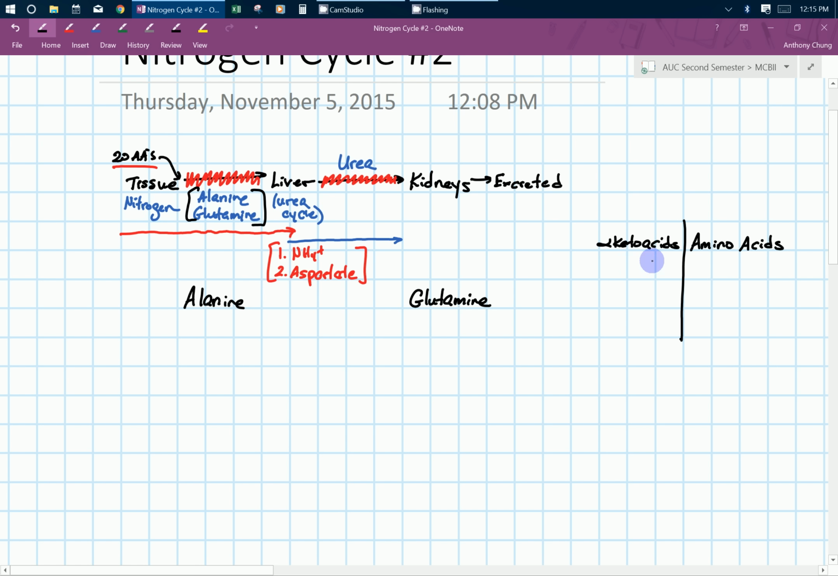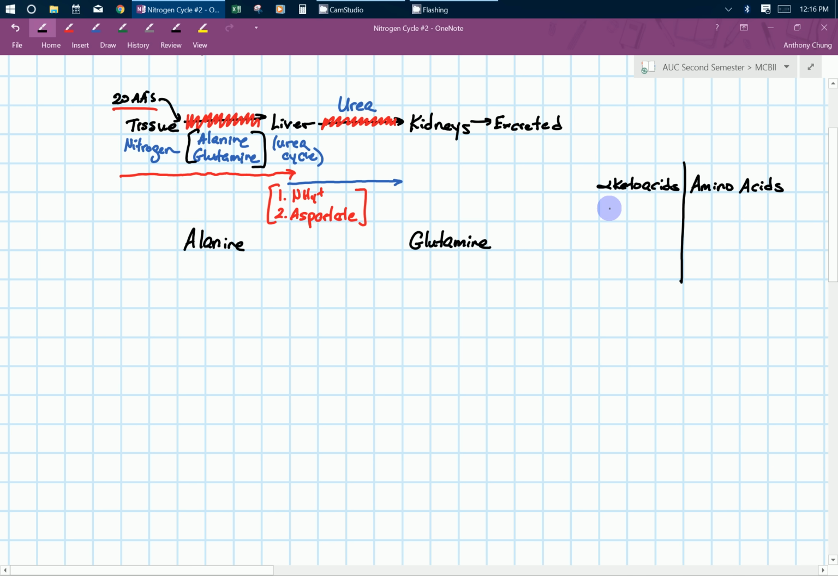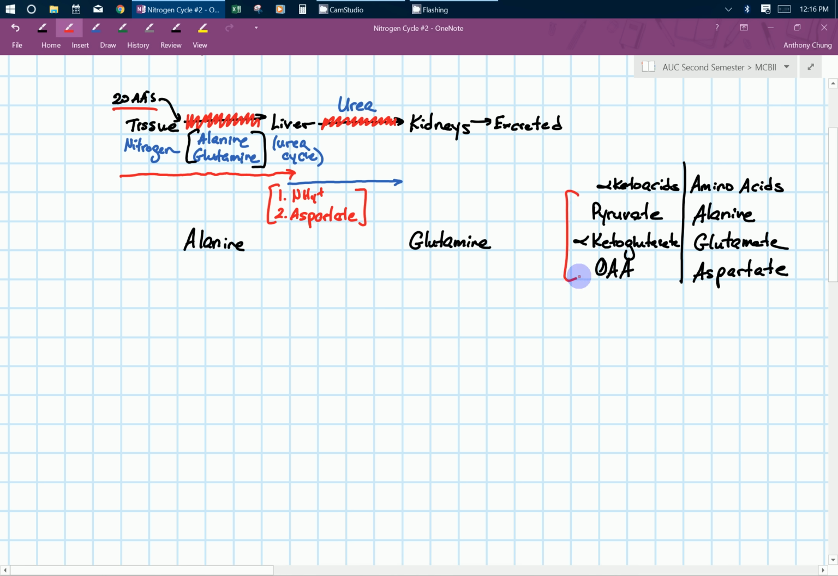So if we go back to remember how our amino acids can interconvert with each other using metabolites from the TCA and glycolysis, we can recall that pyruvate makes alanine. We know that alpha-ketoglutarate makes glutamate. And we know that OAA can make aspartate. So as usual, you have to know these metabolites and their conversions.